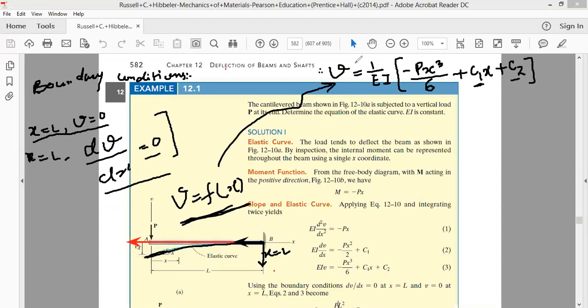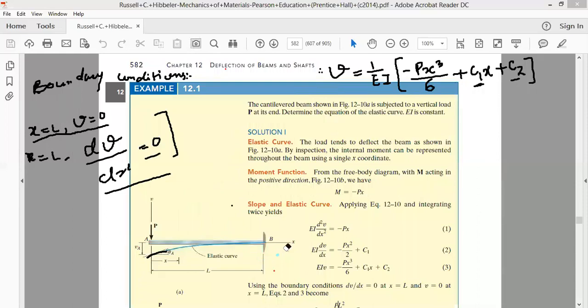These two form our boundary conditions. What are our boundary conditions? At x equal to L, our deflection is 0. At x equal to L, dν/dx is equal to 0. Now, we will substitute these conditions: x equal to L, ν equal to 0, in this equation, and x equal to L, dν/dx equal to 0, in this equation.